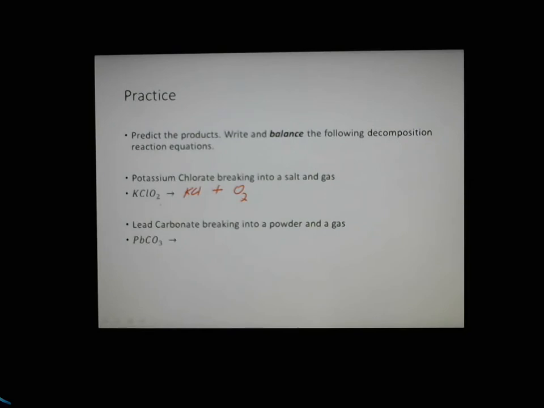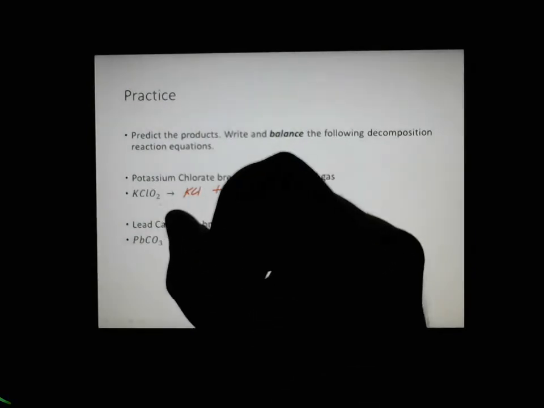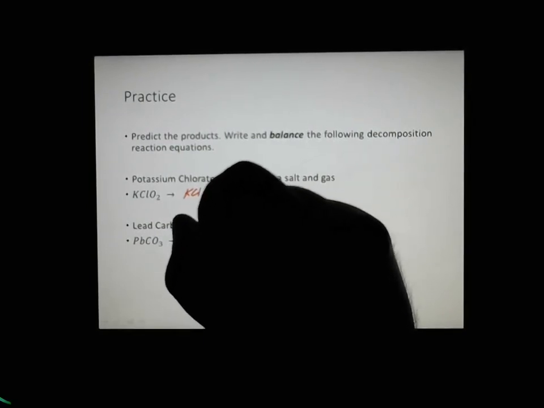Okay. Lead carbonate turning into a powder and a gas. There's lots of powders that could be there. You could have lead carbonyl. I don't know if that's going to be a powder or it might be an organic compound of some sort. But in terms of gas, the gas that stands out to me here would be CO2. Okay, because that would leave behind one oxygen, and any metal with a bit of oxygen is basically some sort of rusted powdery thing.